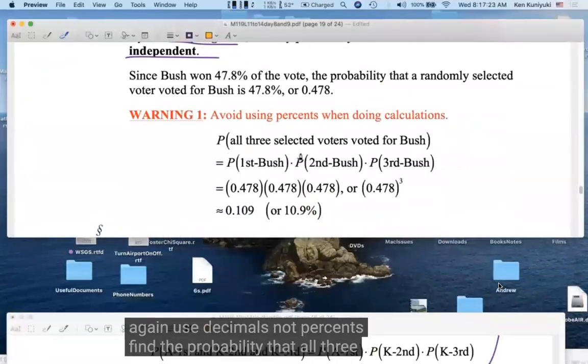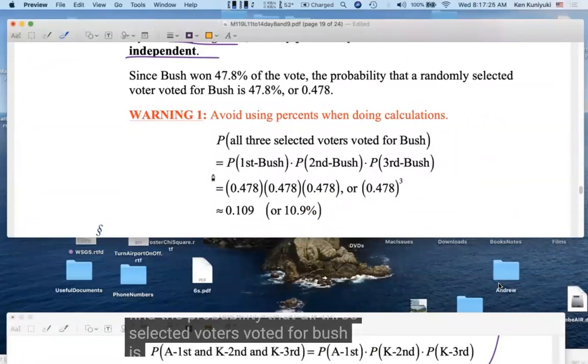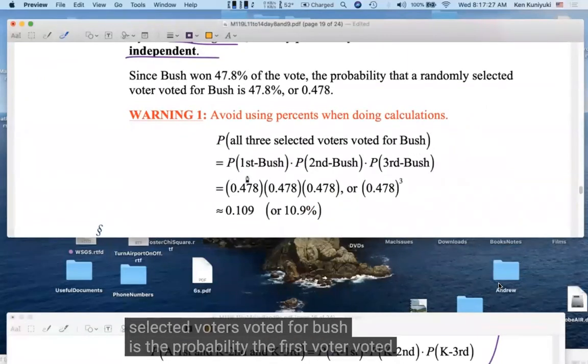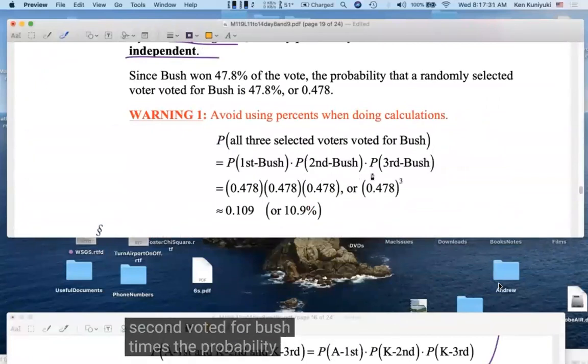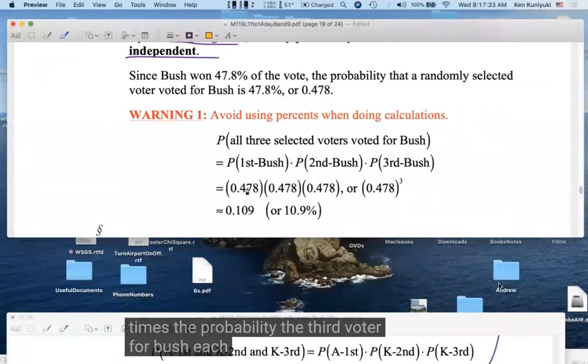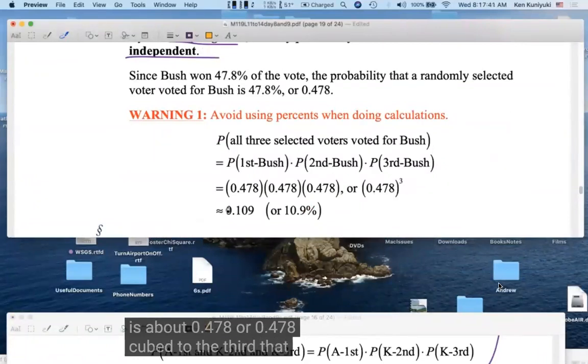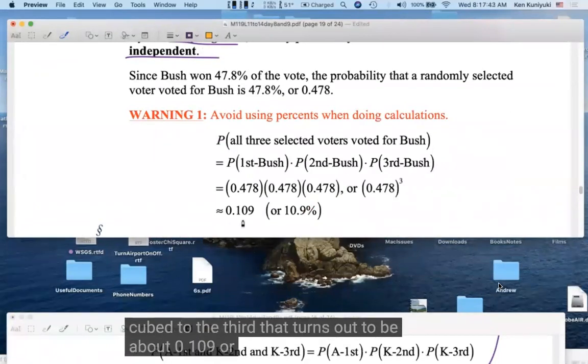Find the probability that all 3 selected voters voted for Bush. It's the probability the first voter voted for Bush times the probability the second voted for Bush times the probability the third voted for Bush. Each of these probabilities is about 0.478, or 0.478 cubed. That turns out to be about 0.109, or 10.9%.